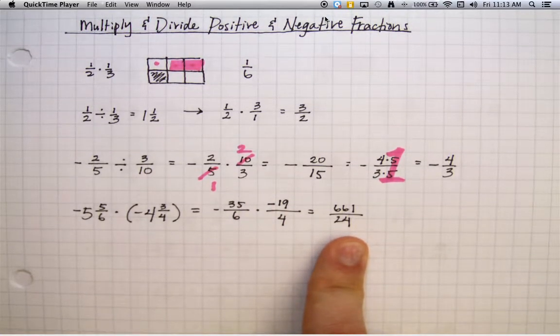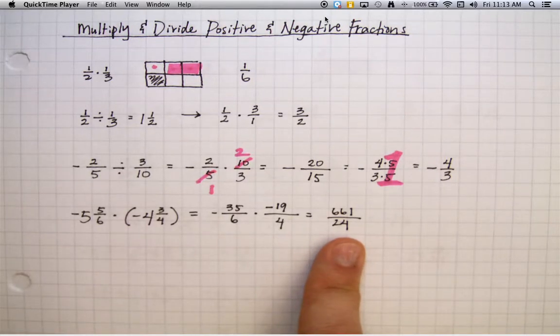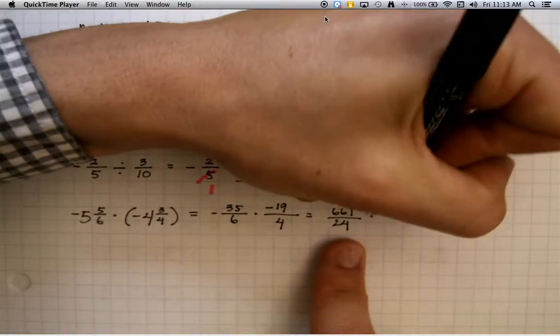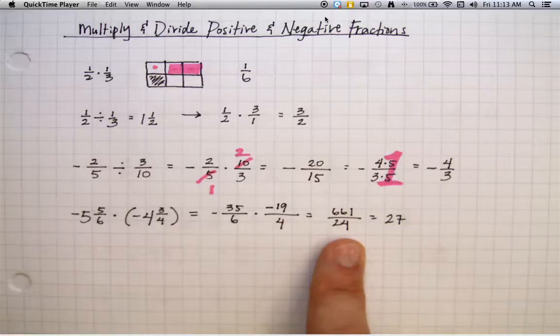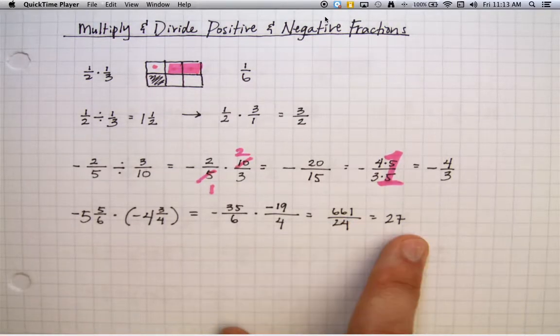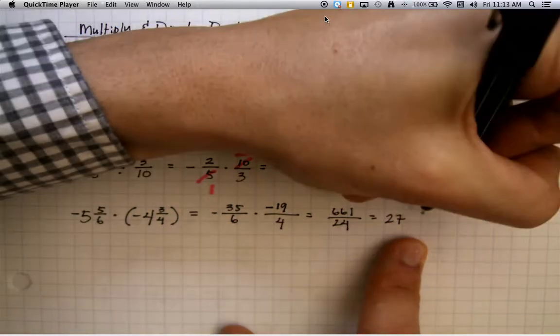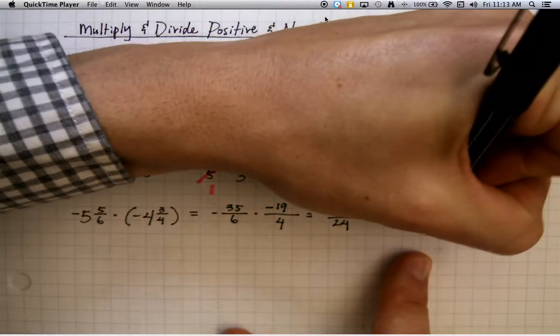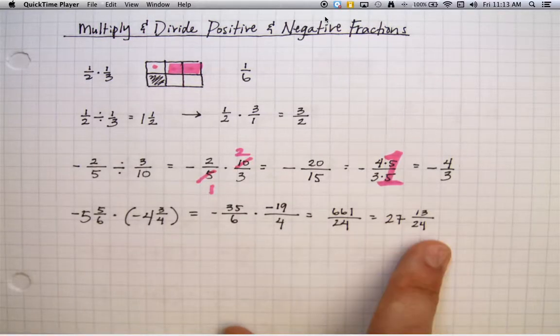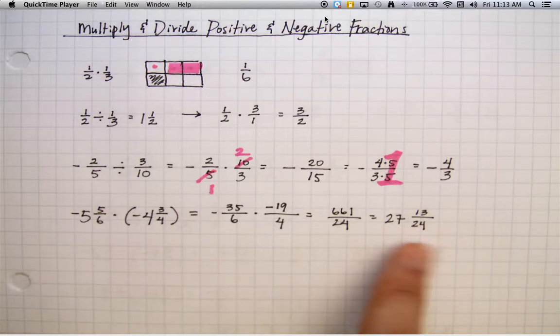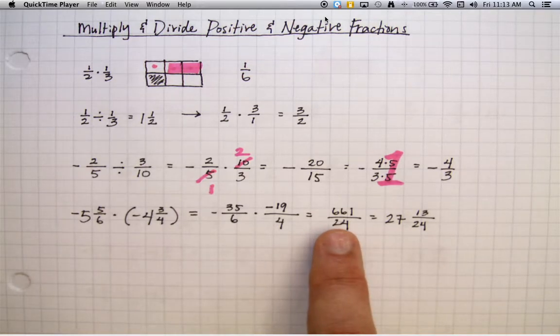And if we want, we could turn this into a mixed number. Again, I'm going to use a little calculator magic to know that 24 goes into 661 27 times with 13 left over. So that could also be represented as 27 and 13 24ths. Though I personally don't have a problem with this improper fraction.